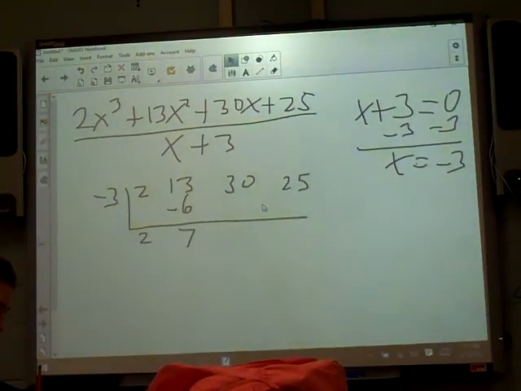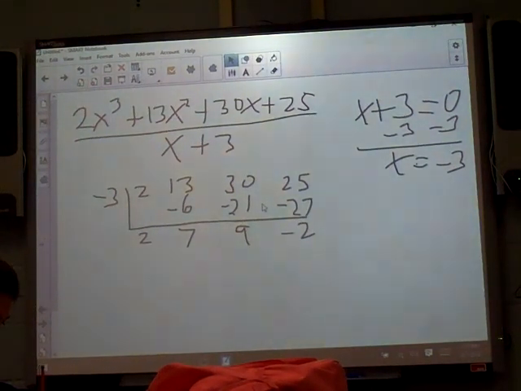Now you're back to multiply again. 7 times negative 3 is negative 21. So now you add. 30 and negative 21 is 9. We're back to multiply. 9 times negative 3 is negative 27. Now you add. 25 plus negative 27 is negative 2.